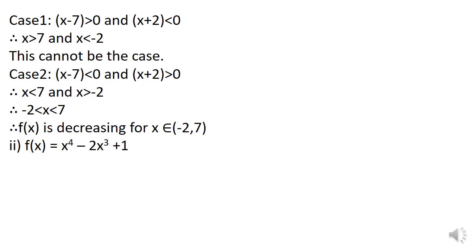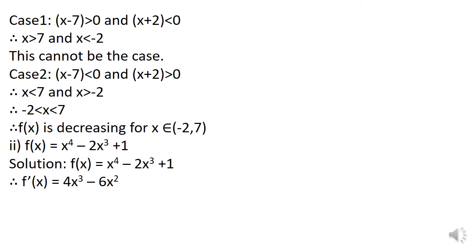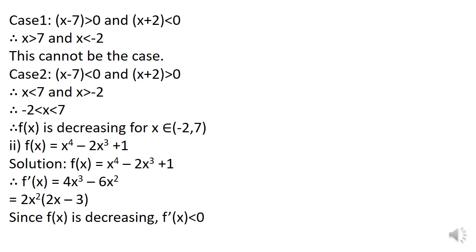The next sum, f(x) is given as x raised to 4 minus 2x cube plus 1. Here f dash x comes out to be 4x cube minus 6x square. We take 2x square common. So in the bracket we get 2x minus 3. Now f(x) is decreasing, so f dash x is negative. That means 2x square into (2x minus 3) is negative.